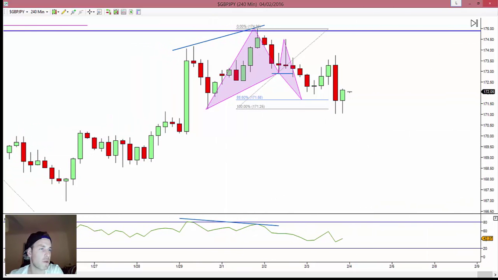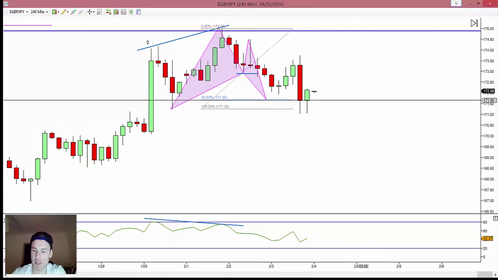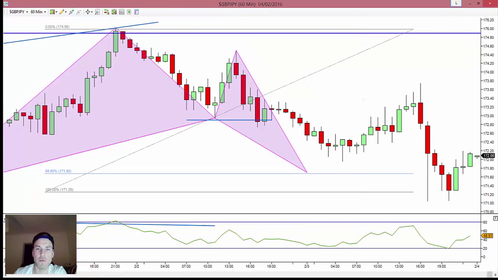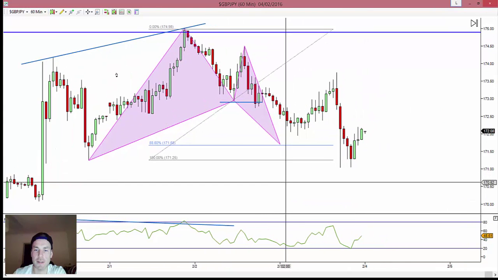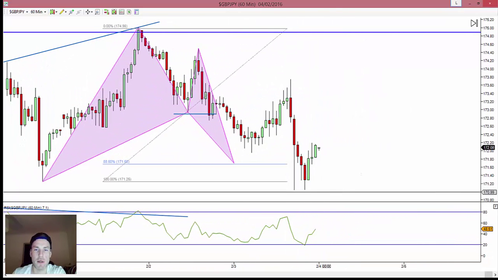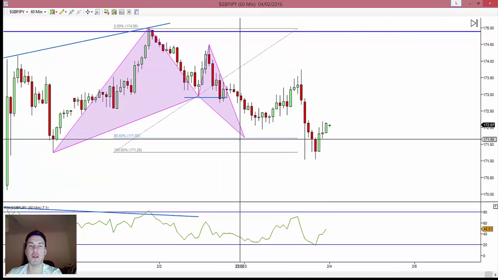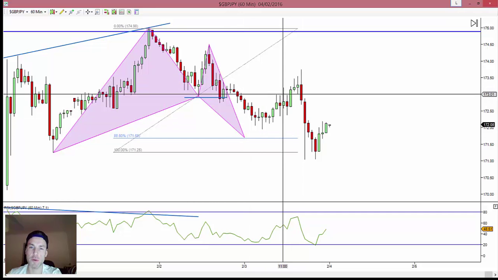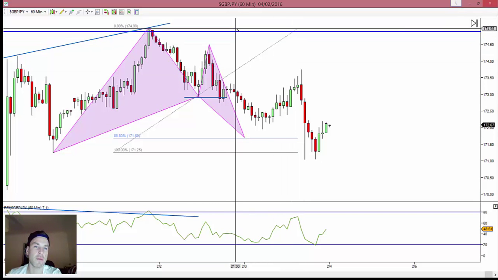Just bear with me 2 seconds. I did have something else, and it was in fact on the 60-minute, I believe. So if we zoom out a little bit here, yeah, yes. So the bat pattern, I'm in the trade. Target 1's at 38.2, target 2's at the 61.8 as usual.